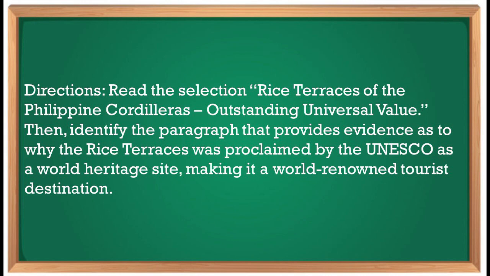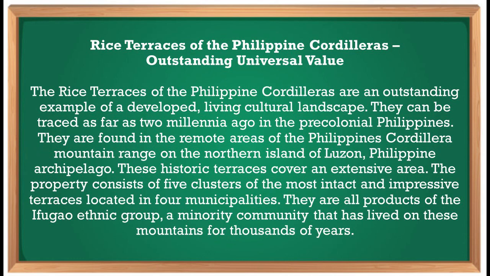Read the selection Rice Terraces of the Philippine Cordilleras, Outstanding Universal Value. Then, identify the paragraph that provides evidence as to why the Rice Terraces was proclaimed by the UNESCO as a World Heritage Site, making it a world-renowned tourist destination. Now let's read the article together.